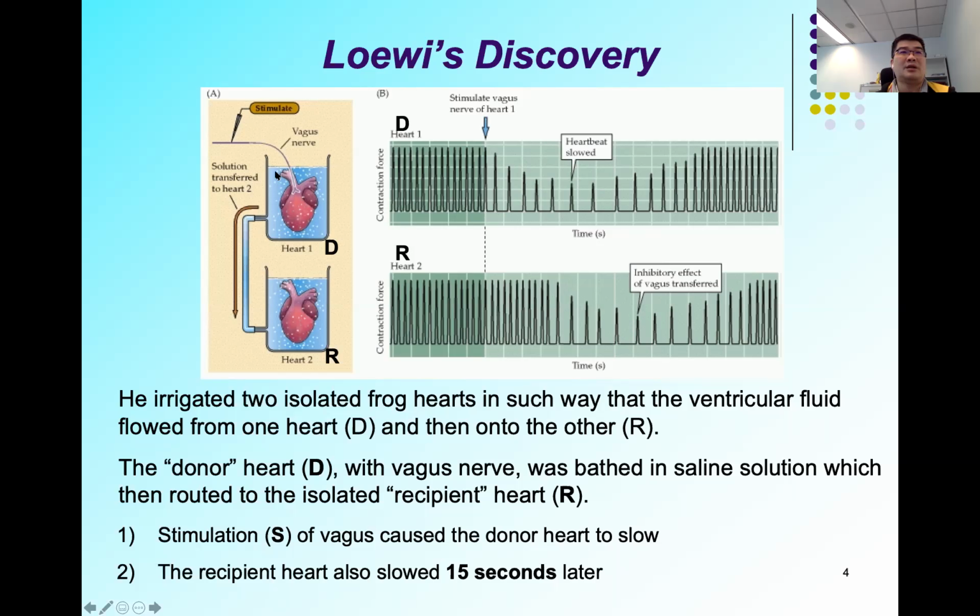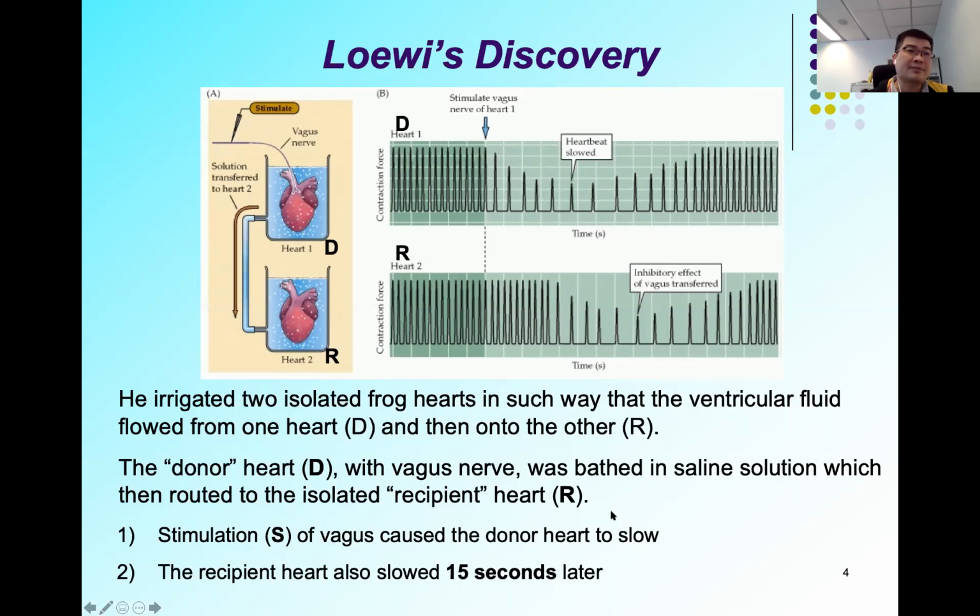In this very common kind of setup, there are two chambers, and they connect to each other by a flow of buffer, a saline buffer, to keep the heart alive. You can see there are some air bubbles, so that the heart can still survive for some time. The scientist stimulated the vagus nerve, and stimulating the vagus nerve slows down the beating of the first heart. There are two hearts: a so-called donor heart and a recipient heart. When the vagus nerve is stimulated, it causes the donor heart to slow down.